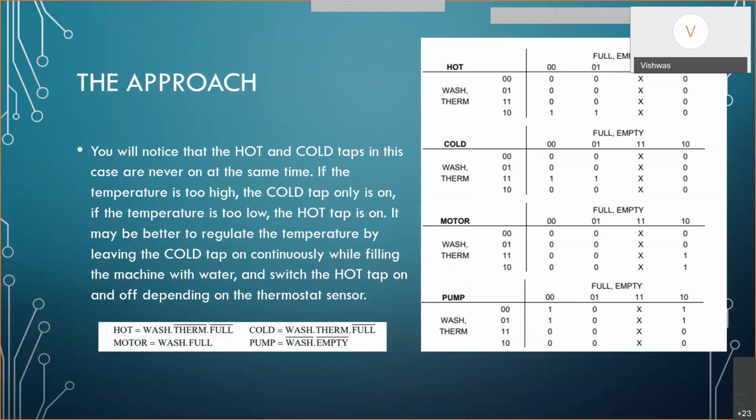So when you realize it, on the right side you can see the truth tables for the particular things, like what the conditions are and all those things.